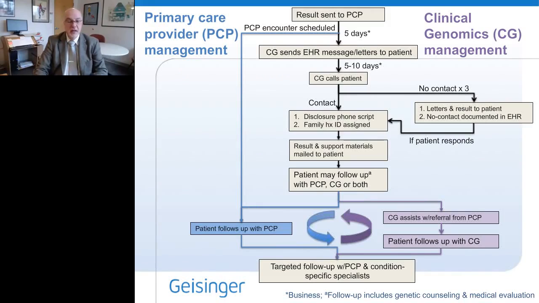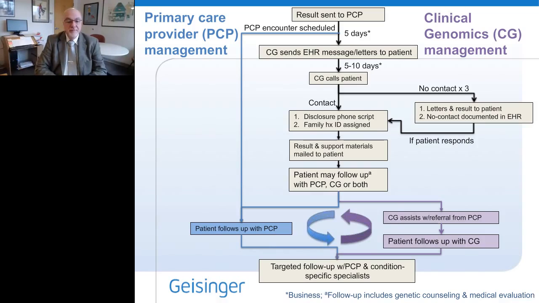Now this is a slide that identifies how we're going to return these results. So this gets at the infrastructure issues that I talked about before. And I'm just going to walk through this from top to bottom. So when we get a pathogenic variant that passes our criteria for return, that result is initially sent to the primary care provider of the participant.